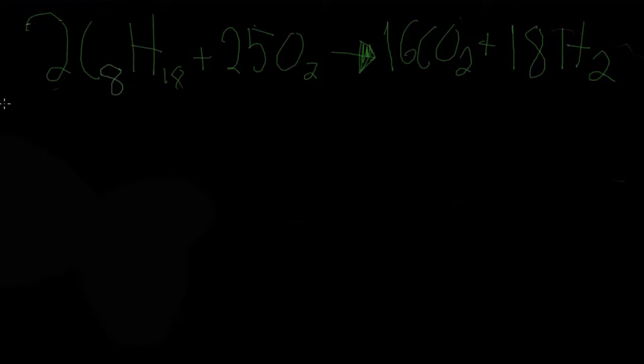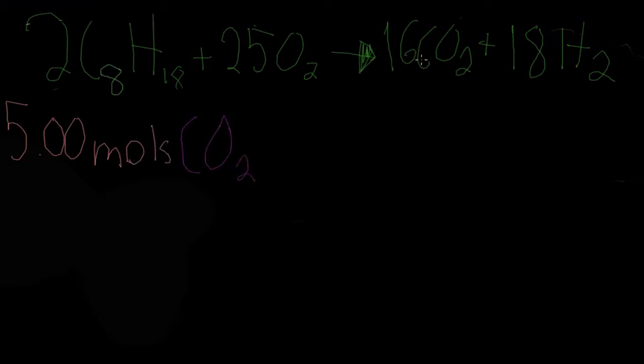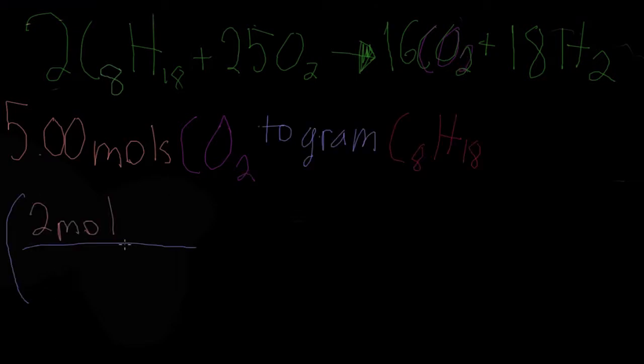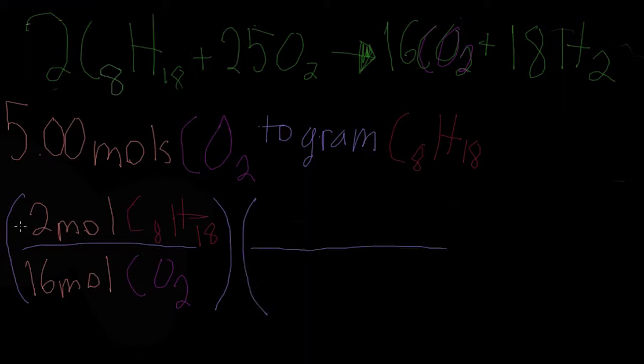We're going to use the equation 2C8H18 plus 25O2, which equals 16CO2 plus 18H2O. And we have 5 moles of CO2, and we're trying to get grams of C8H18. So first we do 2 moles over 16 moles, because that's 2 moles of C8H18 over 16 moles of CO2, because that's the mole ratio.